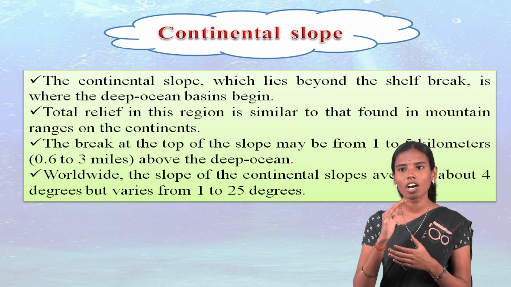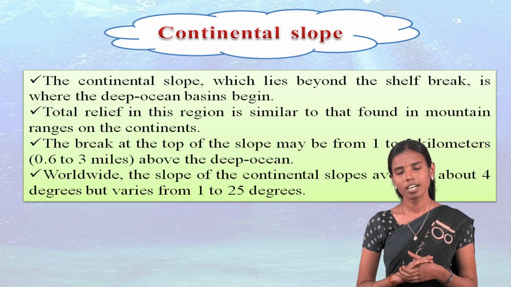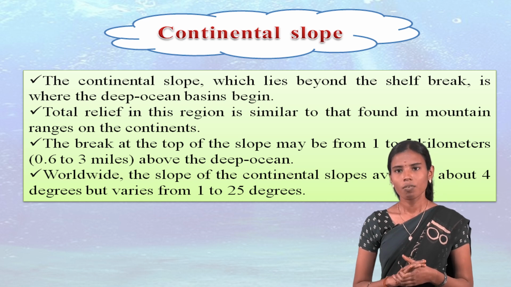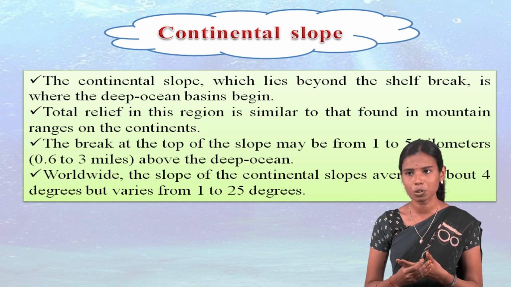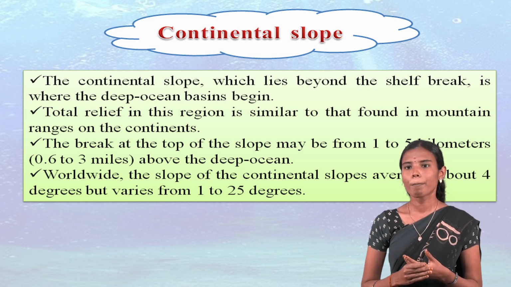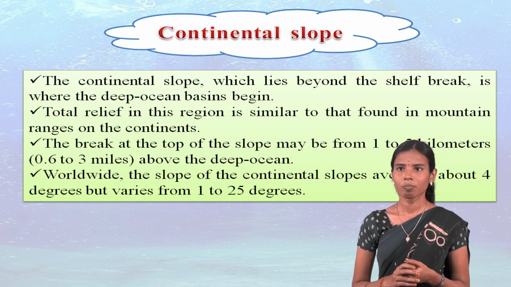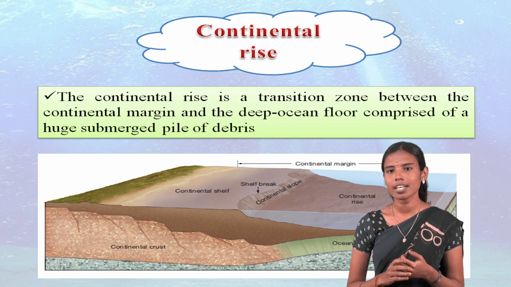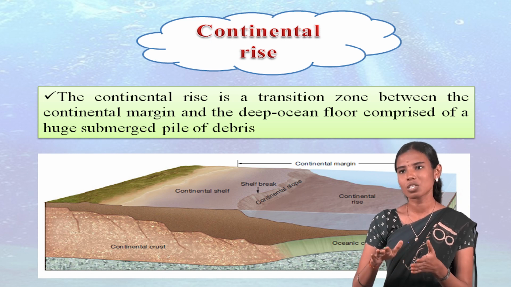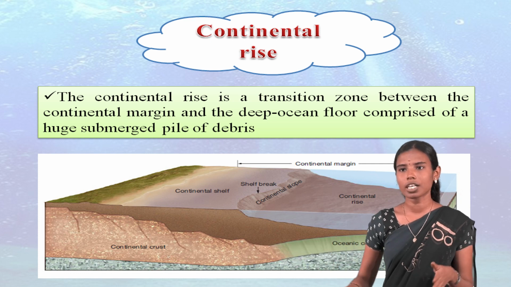The break at the top of the slope may be from 1 to 5 kilometers above the deep ocean basin. Worldwide, the continental slope averages about 4 degrees but varies from 1 to 25 degrees. And the third one is the continental rise. The continental rise is just a transition zone between the continental margin and the deep ocean floor.